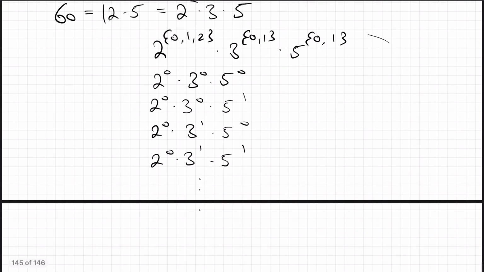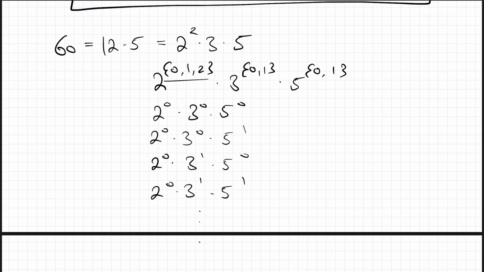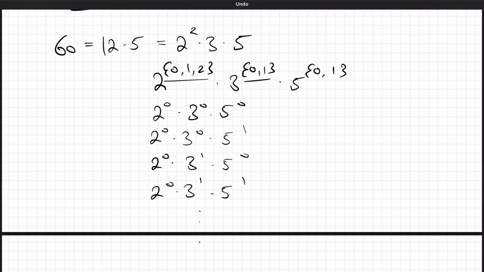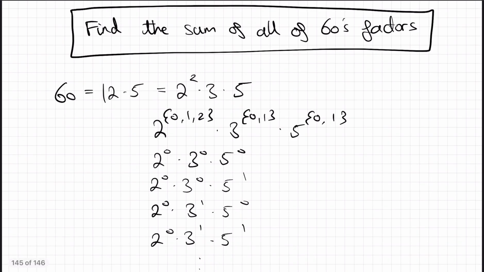And this is also a quick way of counting the number of factors a number has. So you can see that this set has 3 items and each of these have 2. So in total there's going to be 12 different combinations, and therefore 60 will have 12 different factors. If we wanted to find all those factors individually and sum them all, that's going to take ages, but there is a much faster way.